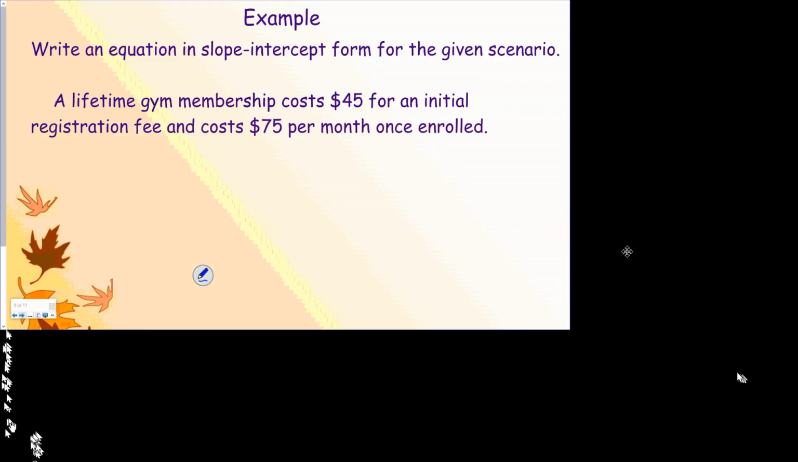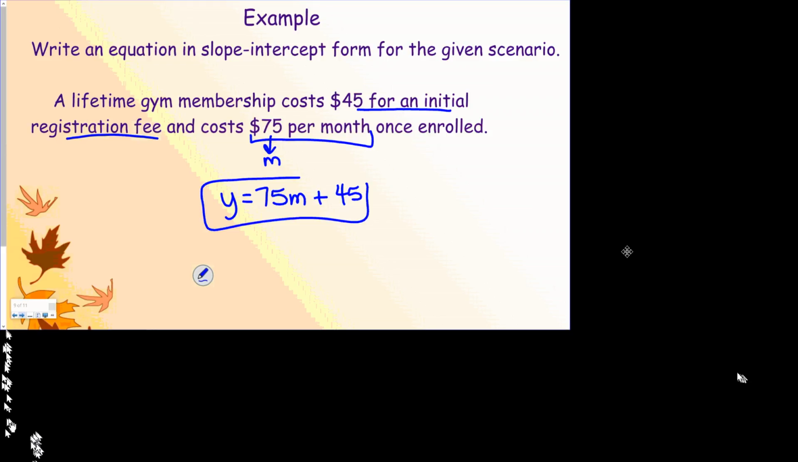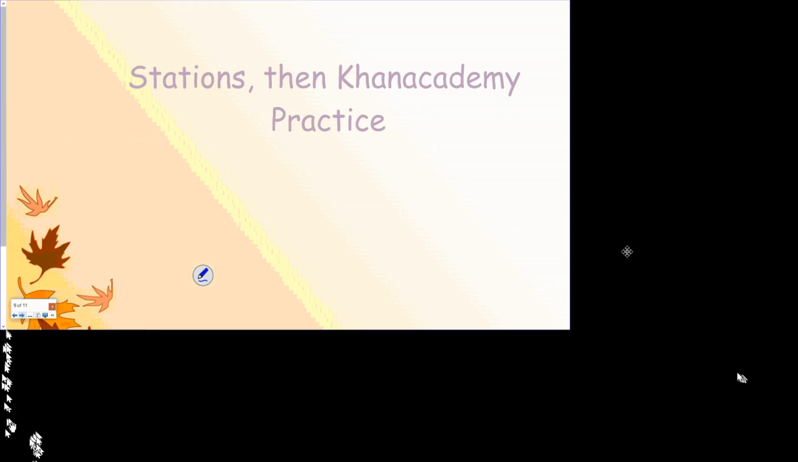We have one last one, or maybe 2 more. A lifetime gym membership costs $45 for an initial registration fee. That's our starting amount. It costs $75 per month. That's our rate, so that's our M. So this equation would look like that. I don't know if that's the accurate equation for that membership. However, that could be a way to track how much you'll be spending. Oops, and I should not have M here. I should have X, sorry. How much you'll be spending over time. So you could input the number of months you're on the plan to figure out how much you would have spent on your membership by then.